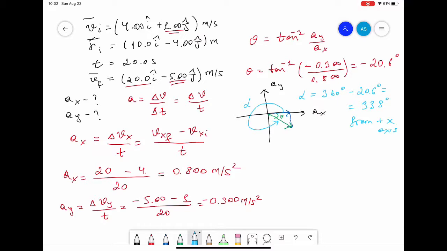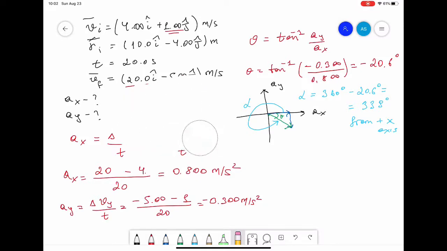Okay, so now we found part A and part B. Now we have to find part C. Part C says that if the fish maintains constant acceleration, where is it at 25 seconds? So let me clean up all those things.